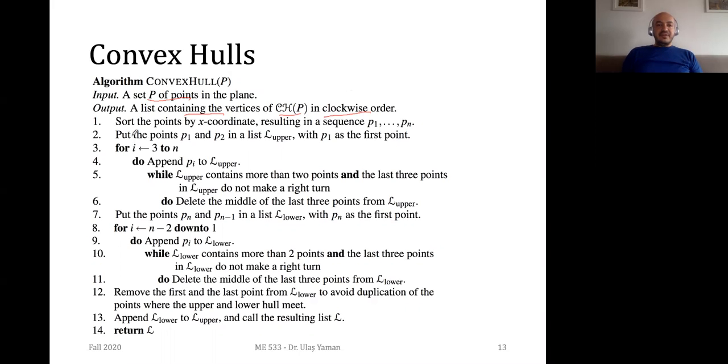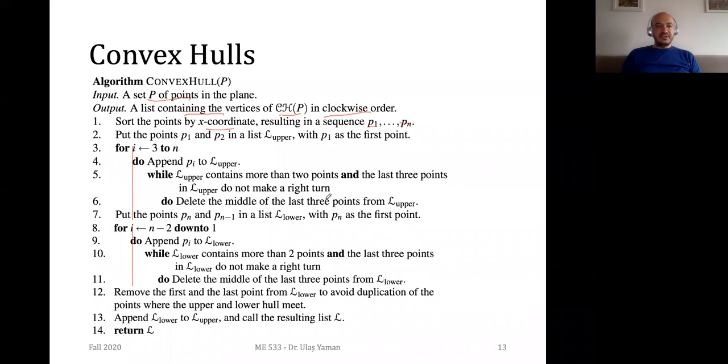So as the first step, we are sorting all the points according to their x coordinates, and then at the end of this sorting operation, we will have a sequence from P1 to Pn, where P1 has the smallest x value and Pn has the largest x value. Then this part is for the upper hull, and the lower for loop is for the lower hull of the resulting convex hull.